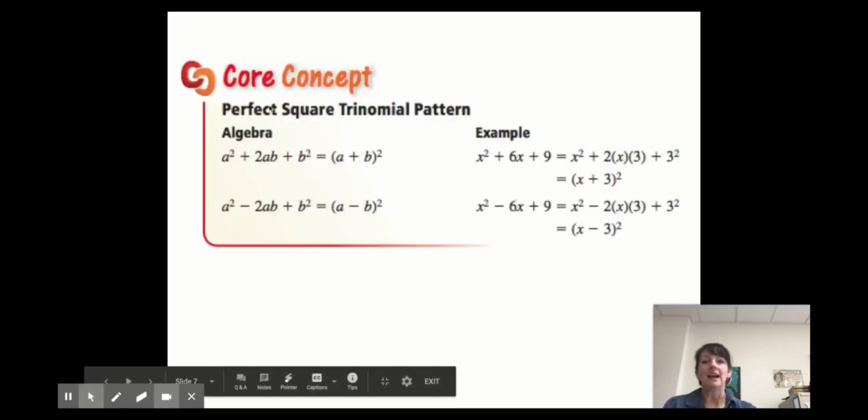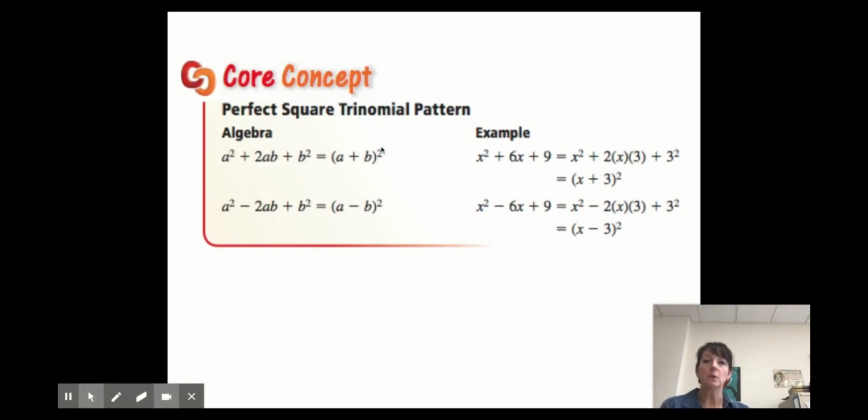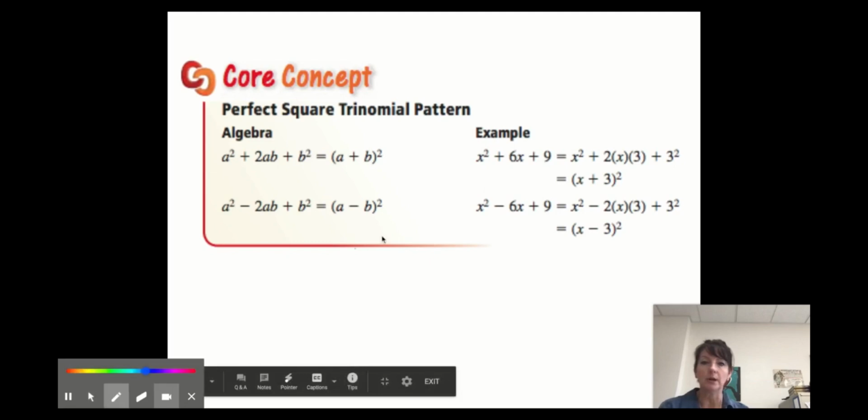Okay. Now, looking at this, we started out with this, and we knew that there would be two positives here. Note that A is a square, the first term, and this C term, which they have labeled B here because of the algebraic notation. If we look at the example right here, this is a perfect square and this is a perfect square.